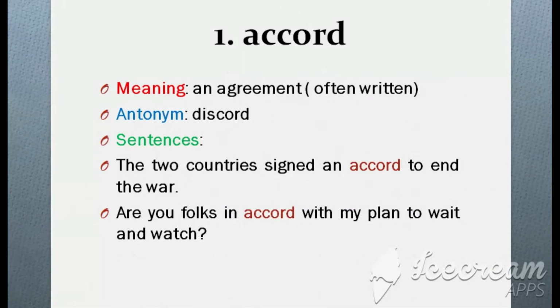Word number 1, accord. The meaning of this word accord is agreement, often a written agreement. The opposite of accord is discord. Sentence number 1, with the word accord. The two countries signed an accord to end the war. Sentence number 2, are you folks in accord with my plan to wait and watch?